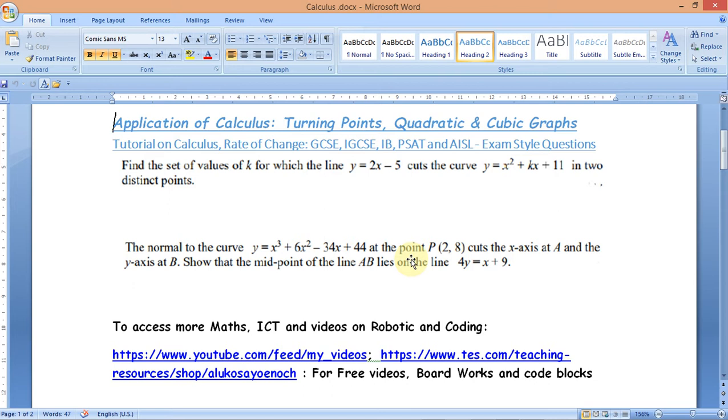In today's section, I'll be working on rate of change, turning points, quadratic and cubic graphs. However, taking a look at this question, it's quite demanding. I will not be able to complete this assessment task at this time, so I will need to take you through some board work, or my board work better still, on calculus. So guys, let's get started with calculus.